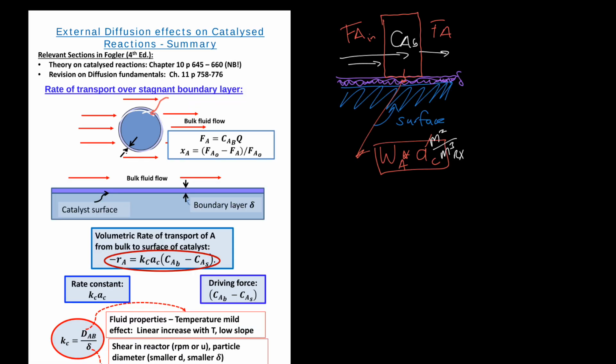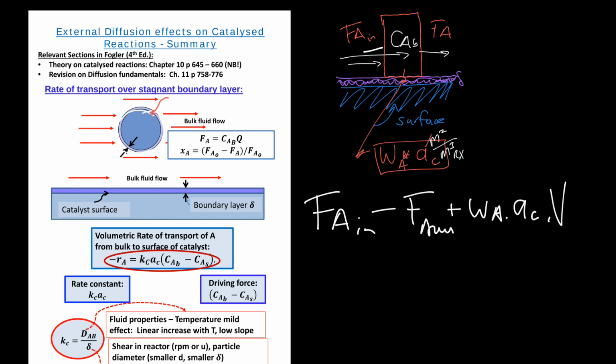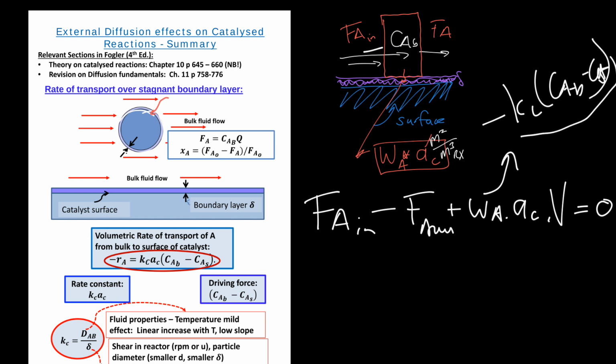If I am now considering a CSTR, my mole balance would be F_A that comes into that control volume minus F_A that goes out of that control volume plus that flux multiplied by the appropriate conversion factor multiplied by the volume of my reactor, which under steady state conditions must still give me 0. Instead of this flux, I can now substitute k_c times (C_A bulk minus C_A surface), which gives me the area-based rate at which material will disappear from my control volume due to diffusion into that boundary layer.